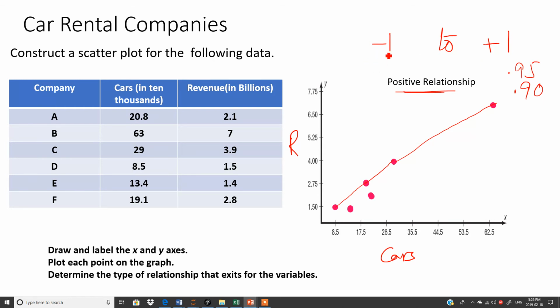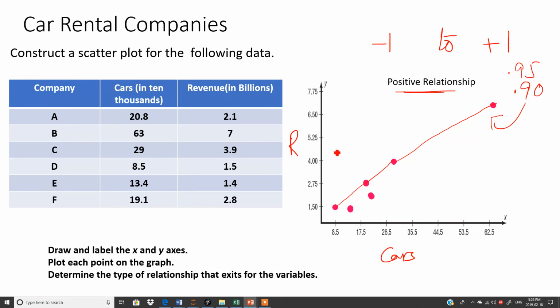This relationship lies between -1 to +1. So in this range where it lies, it is not +1. Again, these points are not on the line. So I will show you how to find out the correlation between these 2 points with the help of formula. Then what is the relationship, right?